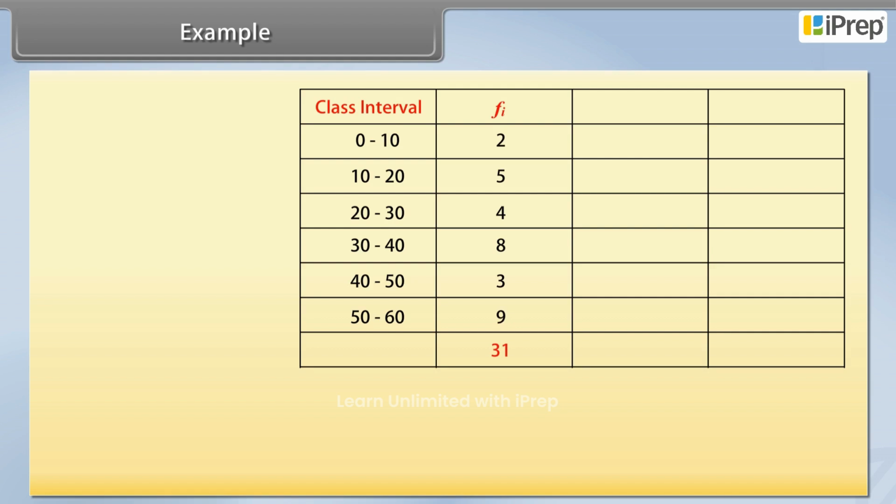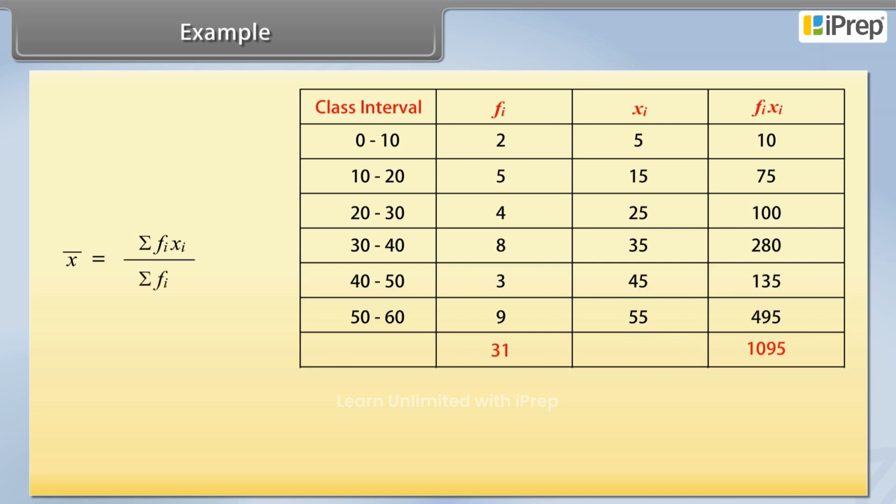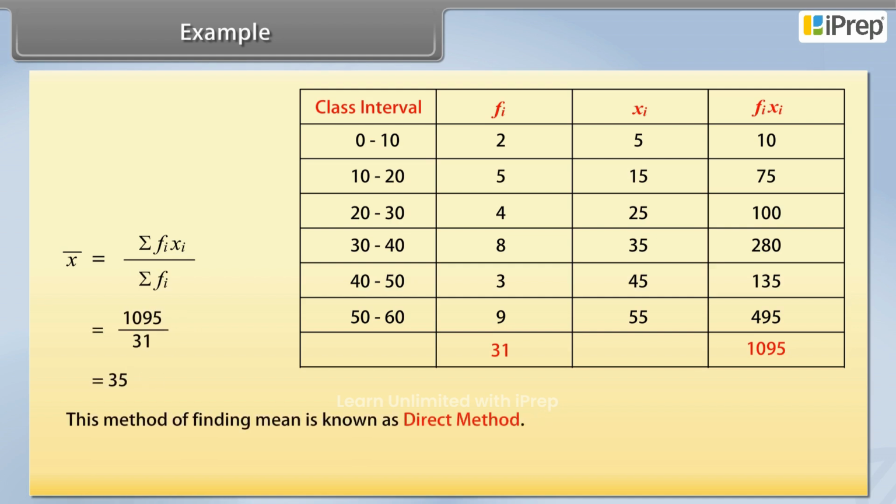And then we have written the class mark for each class interval and denote them as xi, and then find the product of fi and xi. And finally, we find the mean using the formula x bar equals summation of the product fi and xi divided by summation of fi, which equals 1095 by 31, which is equal to 35. This method of finding mean is known as the direct method.